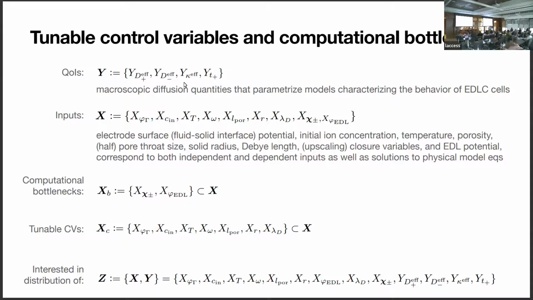But again, these macroscopic diffusion quantities are not the end of the story. They form the state variables for some electrical double layer capacitor system. So the starting point is to think that what we're really interested in is a very big joint distribution for all the variables in our system.